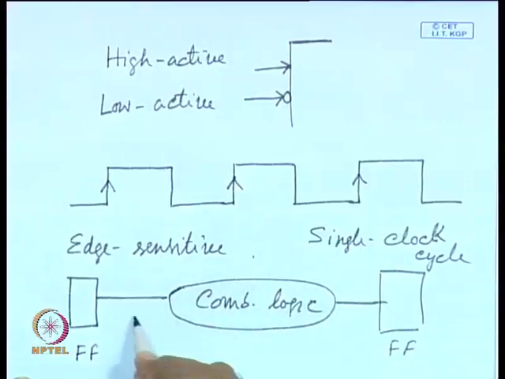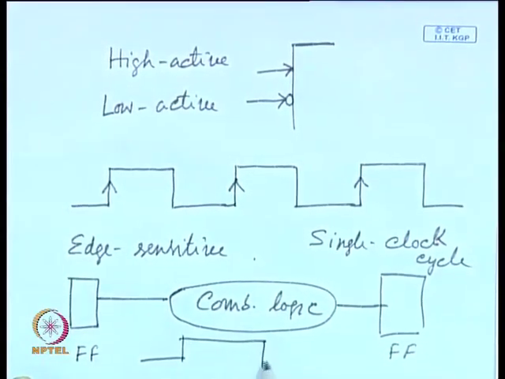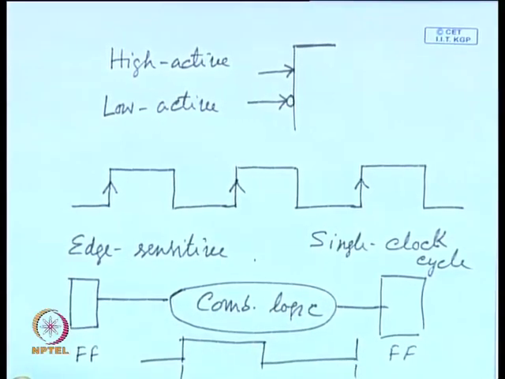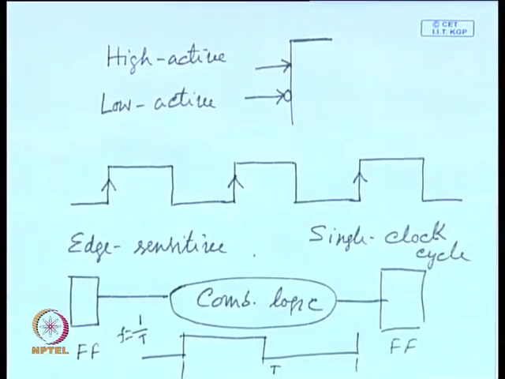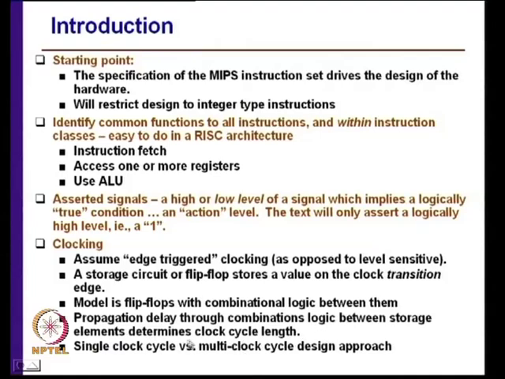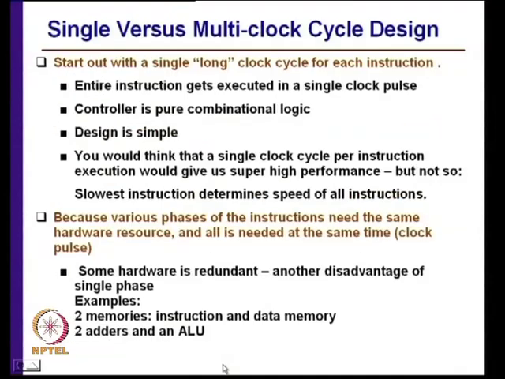That means the delay of this combinational circuit will be such that it fits in one clock cycle. The clock frequency cannot exceed this. If this is the time period, the clock frequency cannot exceed 1 by t, because that is the delay of the combinational logic. If you use a higher clock frequency, then you will get an incorrect result here. So, that is the assumption being made. Propagation delay through combinational logic between storage elements determines the clock cycle length. Then single clock cycle versus multiple clock cycles, this part I shall discuss. Here we are restricting to single clock cycle design. You can design the processor using multiple clock cycles, and how it can be done I shall explain later, but for the time being we are assuming that it is single clock cycle based.